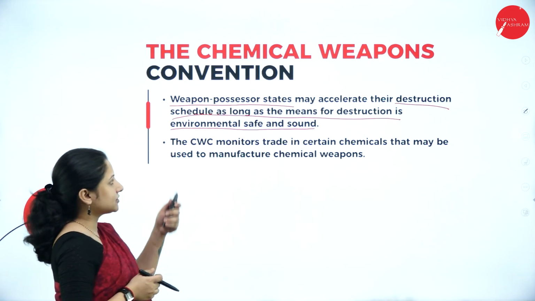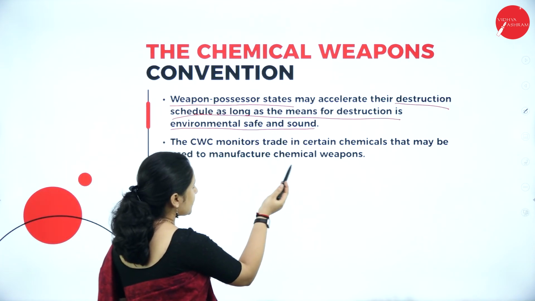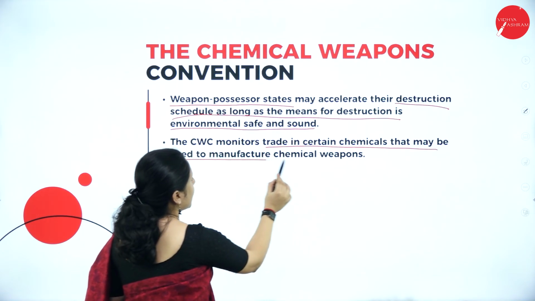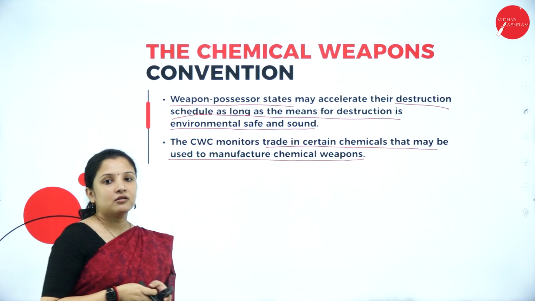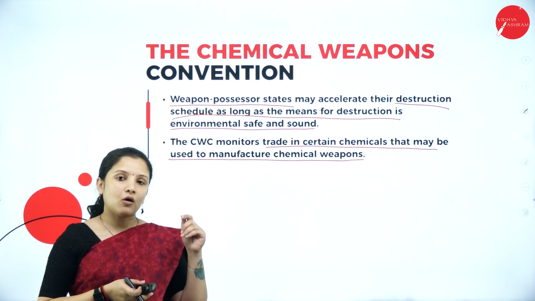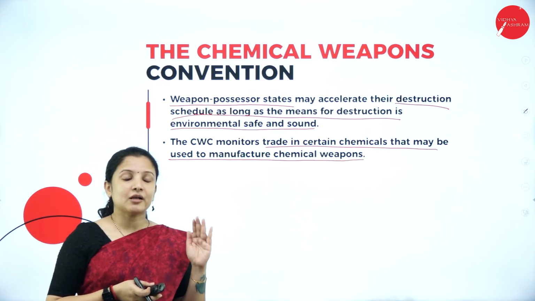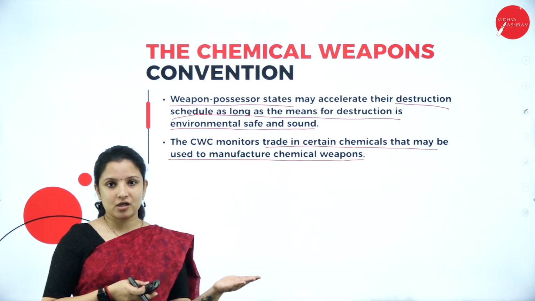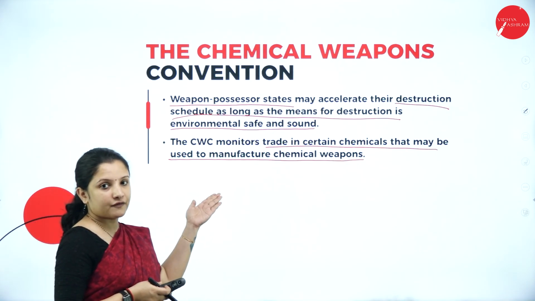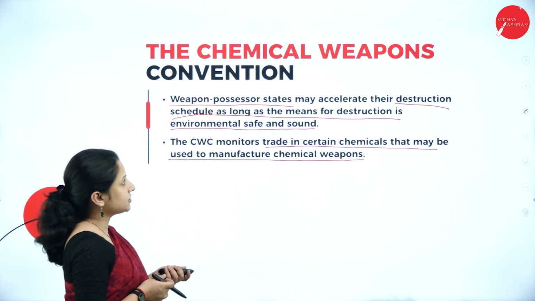And the Chemical Weapons Convention also monitors the trade in certain chemicals that may be used to manufacture chemical weapons. It not just deals directly with the chemical weapons, but also takes care that illegal trade of chemicals that can be used in the manufacturing of chemical weapons is stopped. So that is also one of the main aims of the Chemical Weapons Convention. So this was about the Chemical Weapons Convention.